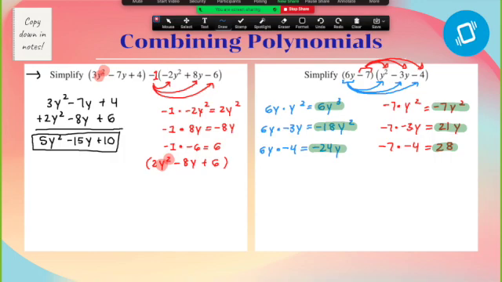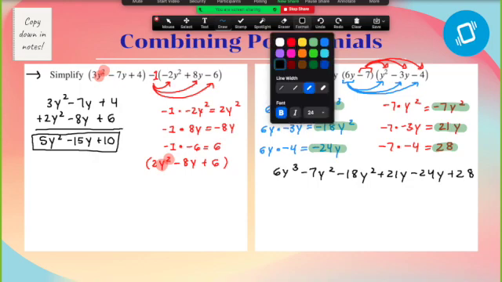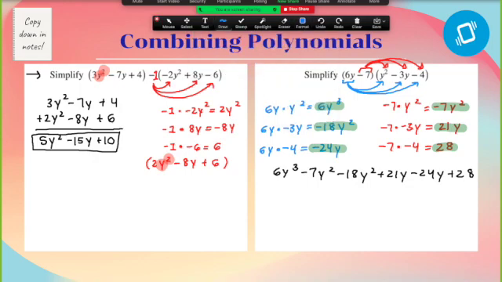And then I'm just going to write them all down on the bottom. So we get 6y to the power 3, negative 7y to the power 2, negative 18y to the power 2, positive 21y, negative 24y, and positive 28. Last thing to do is combine any like terms. So I see that we have negative 7y squared that can combine with the negative 18y squared. We also have 21y that can combine with the negative 24y, and that's it.